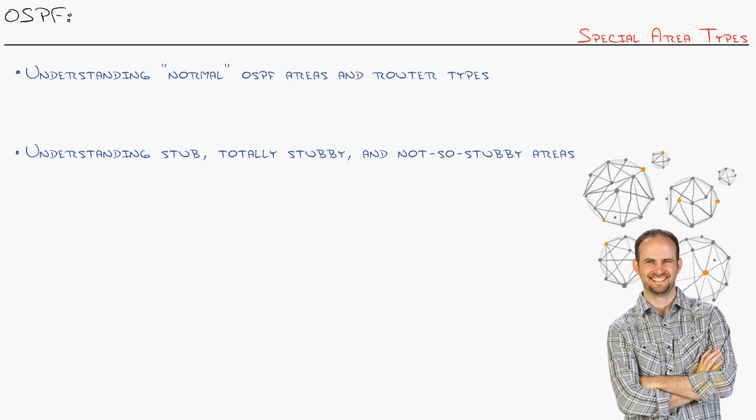You now know so much stuff. You know about stub, totally stub, not so stubby areas, and the OSPF LSA types.